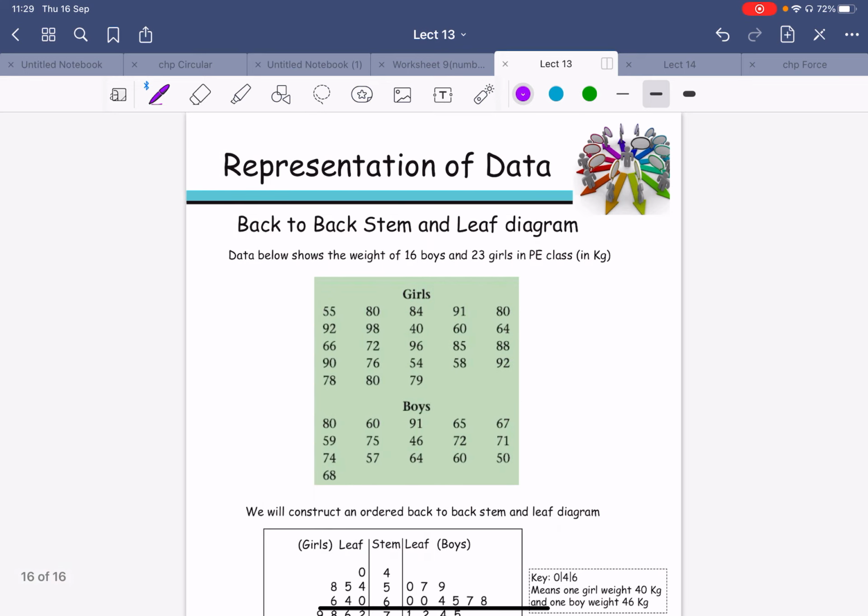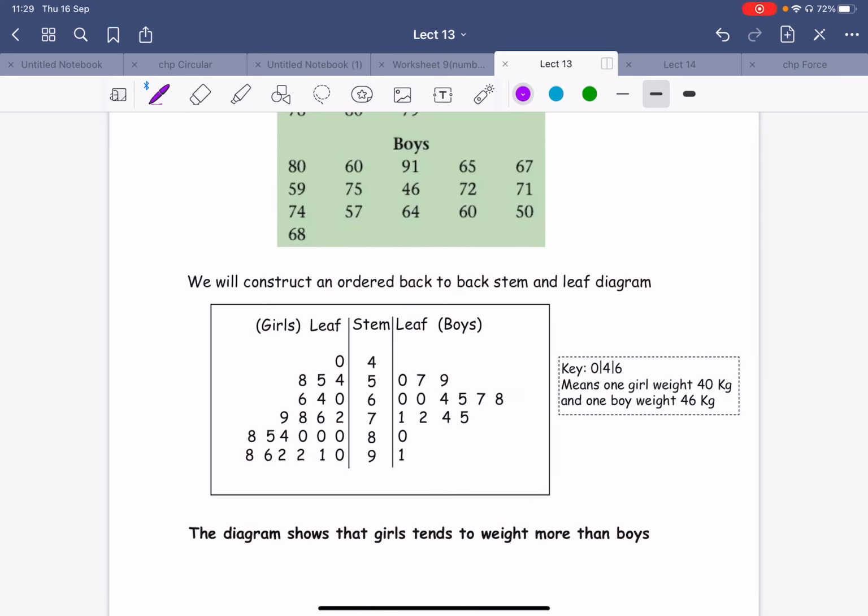Okay, so you're representing two sets of data. There you go. This is how I can represent the data. So I'll plug all these values back in here. You can see that the data for the girls are more clustered in the high weight, compared to the boys, who are more clustered in low weight. See? So this is how I can compare data as well. All right.